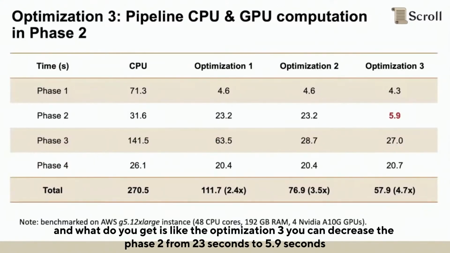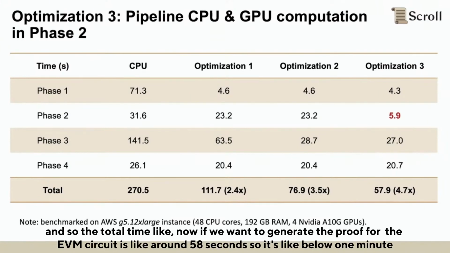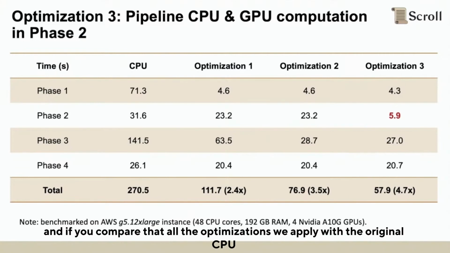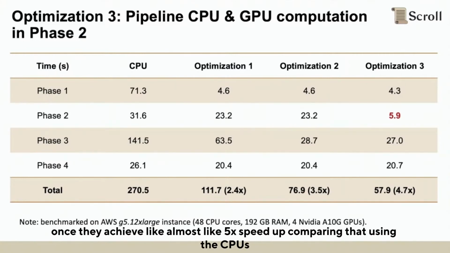With optimization 3, you can decrease phase 2 from 23 seconds to 5.9 seconds. The total time to generate the proof for the EVM circuit is now around 58 seconds, so it's below 1 minute. If you compare all the optimizations we applied with the original CPU version, they achieve almost a 5x speedup compared to using the CPUs.